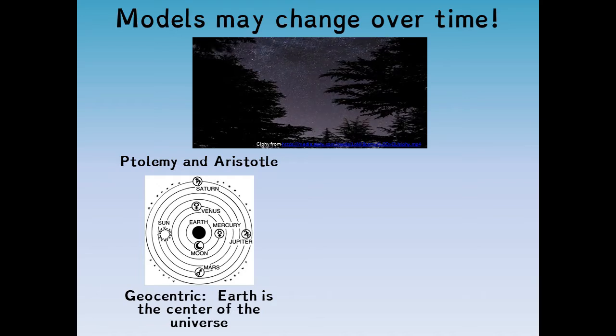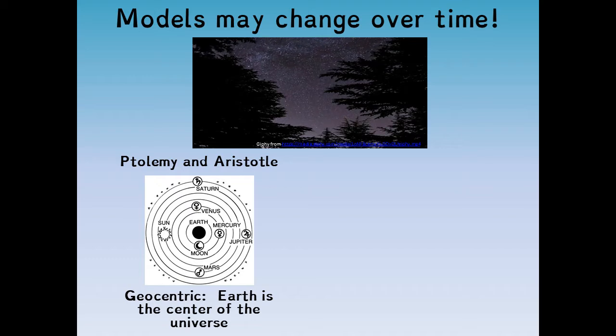And to them, it appeared like everything in the universe was revolving around the earth. It was from their perspective. They're standing still on earth. It looks like everything is moving past them. So they came up with the idea of the geocentric model for the universe. This is where Earth is the center of the universe.